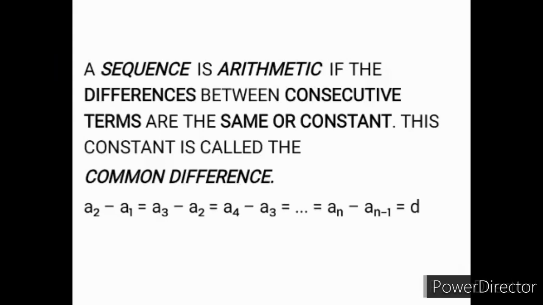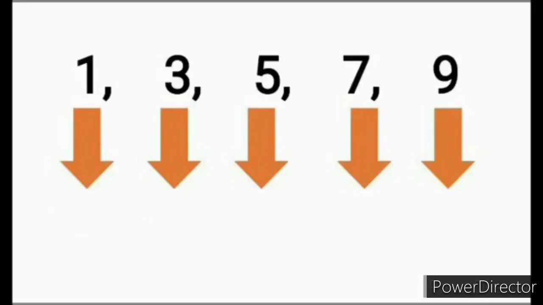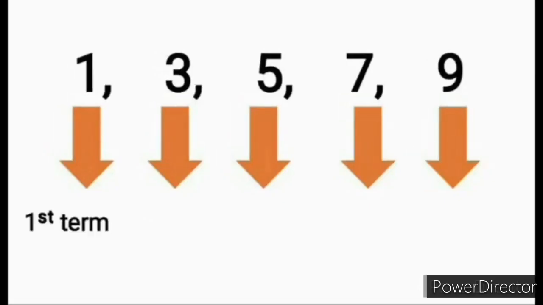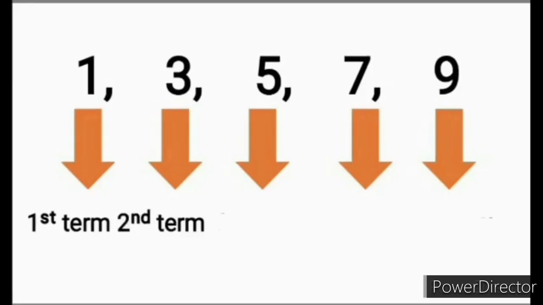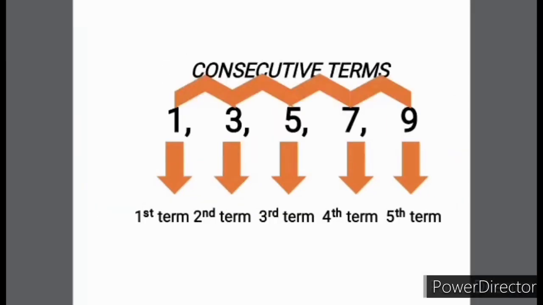Take note of this. A sequence is arithmetic if the differences between consecutive terms are the same or constant. This constant is called the common difference. Take note also that any number in the sequence is called a term. In the sequence 1, 3, 5, 7, 9, 1 is the first term, 3 is the second term, 5 is the third term, 7 is the fourth term, and 9 is the fifth term. And 1 and 3 are consecutive terms, same with 3 and 5, 5 and 7, 7 and 9.